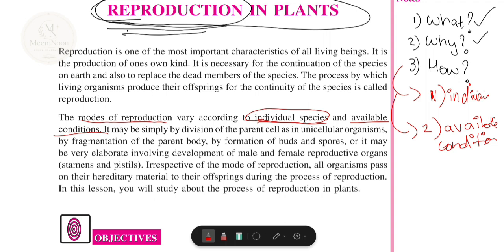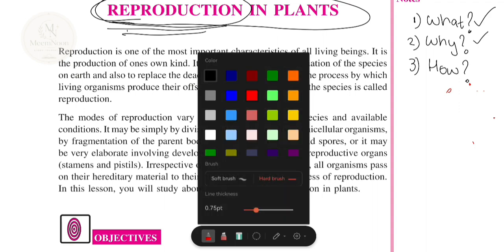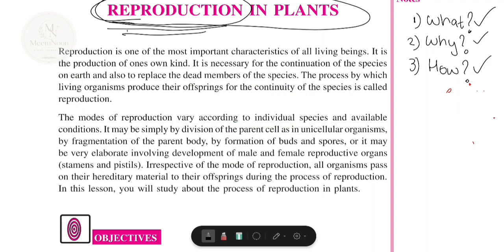So what are the two things reproduction depends on? The first is the individual species, the way the species reproduces, and the second is the available condition. So now we learned how reproduction varies. There we conclude all our 3 points.